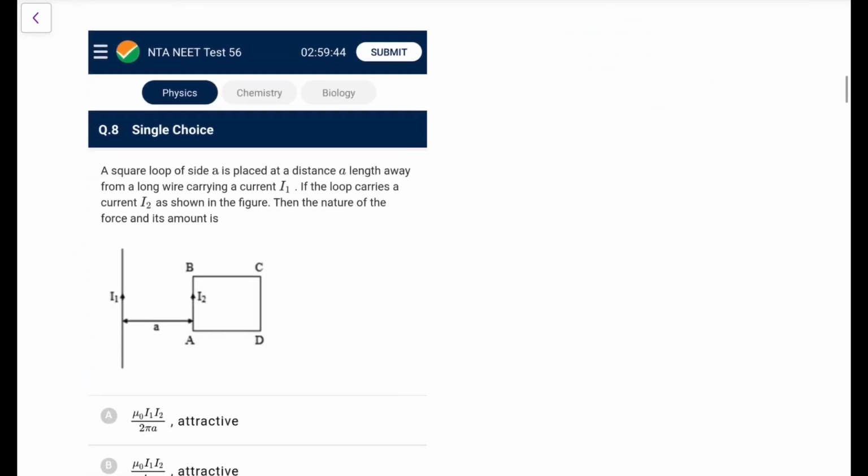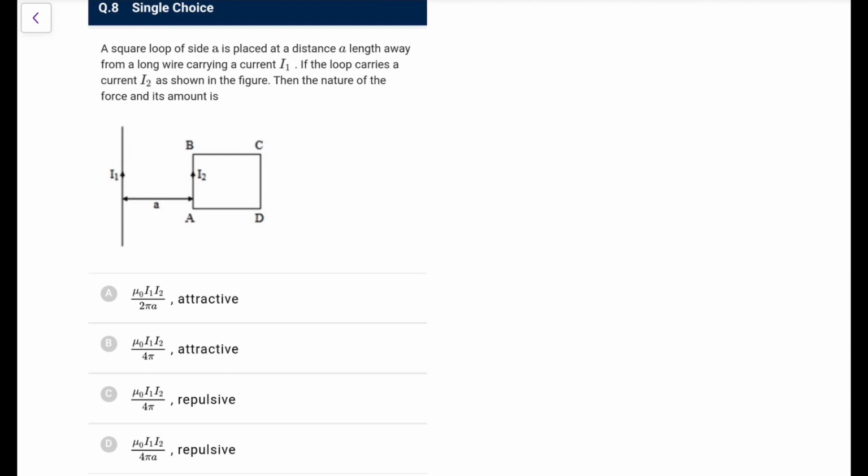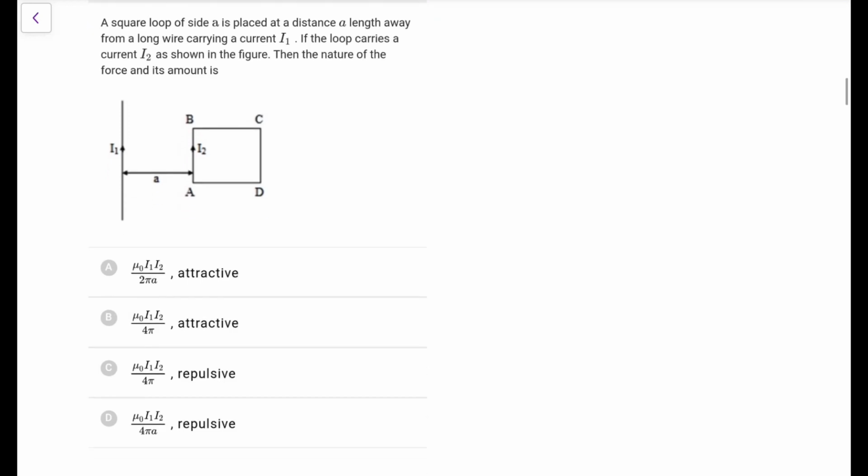Okay, next one. A square loop of side a is placed at a distance a away from a long wire carrying a current I1. If the loop carries a current I2 as shown in the figure, find the nature of force and the amount. First of all, look at this. This nearer side has the same current direction, so this would be attractive, this would be repulsive, and the net force is going to be attractive. So I have to go for these two options.